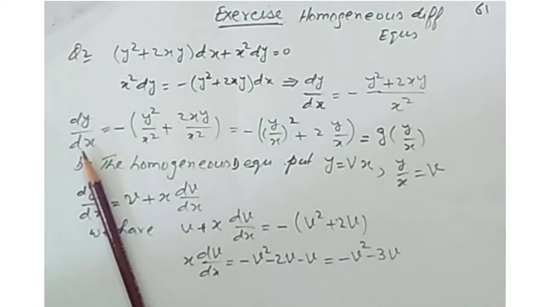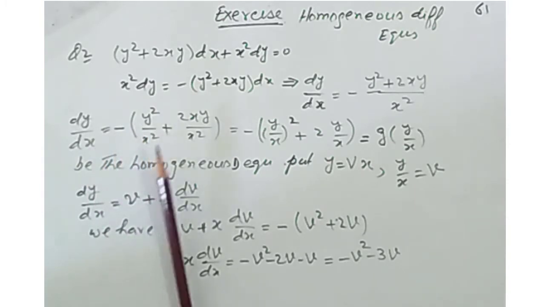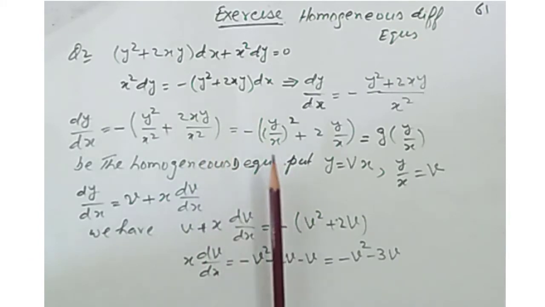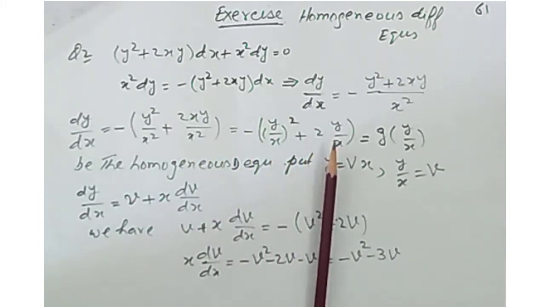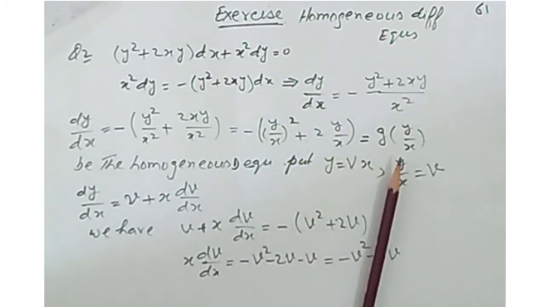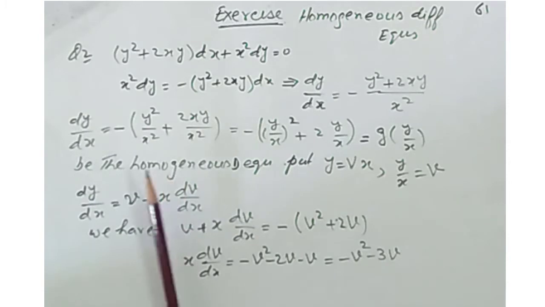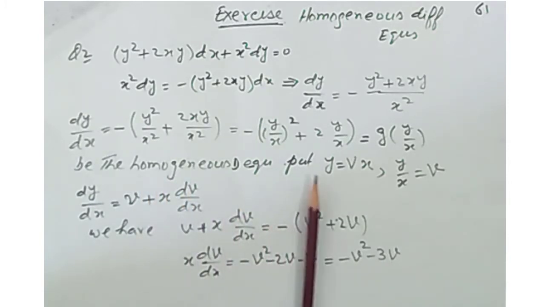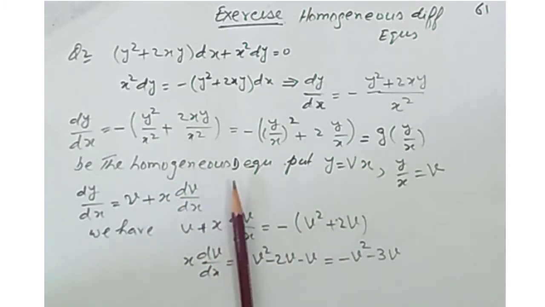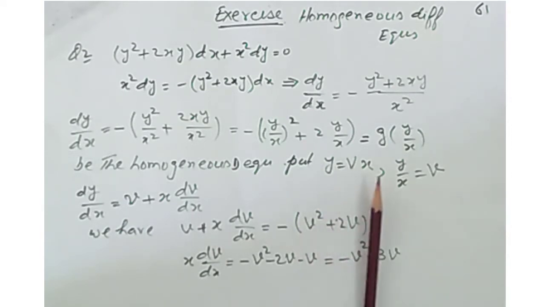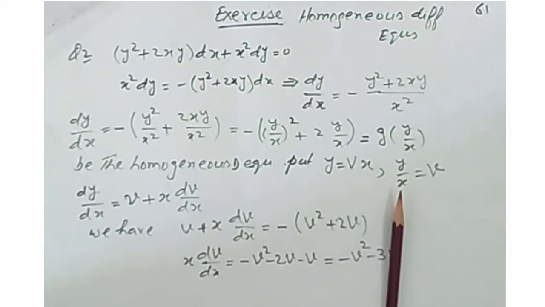We can write dy by dx as minus y square over x square and 2xy over x square, and this is equal to minus (y by x) whole square plus 2 y by x. This is the function of y over x. So this is the equation of the homogeneous differential equation. Now to solve the homogeneous differential equation, we use a method. We put y equal to vx and v equal to y over x.